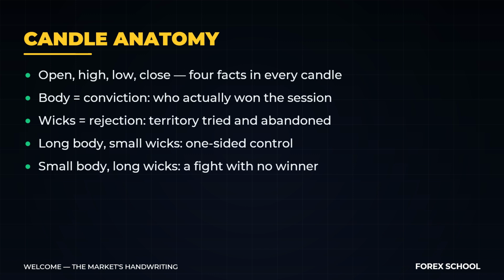The wicks, the thin lines above and below, measure rejection, territory that was visited and then abandoned before the close. A long body with small wicks says one side dominated from start to finish. A small body with long wicks says there was a fight, and nobody won it. Hold on to that single idea: bodies show conviction, wicks show rejection, because it is 80% of candle reading.